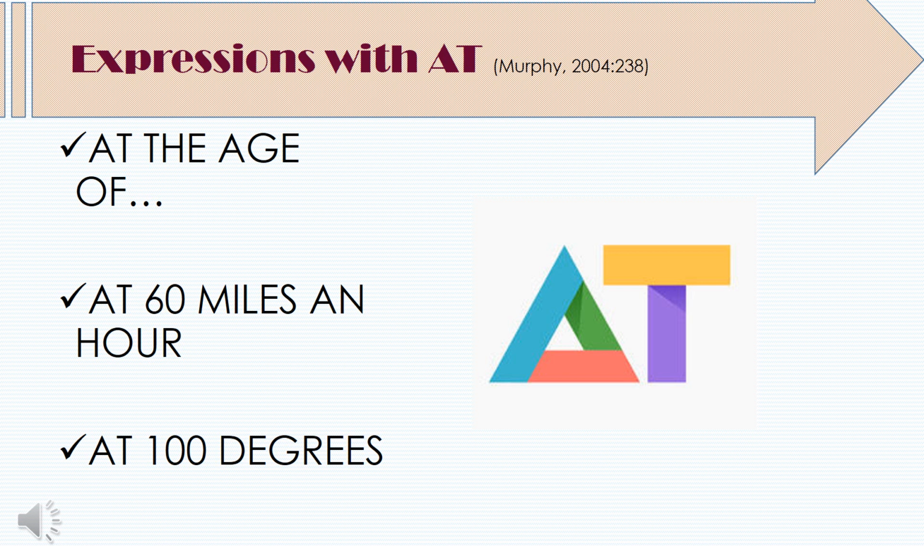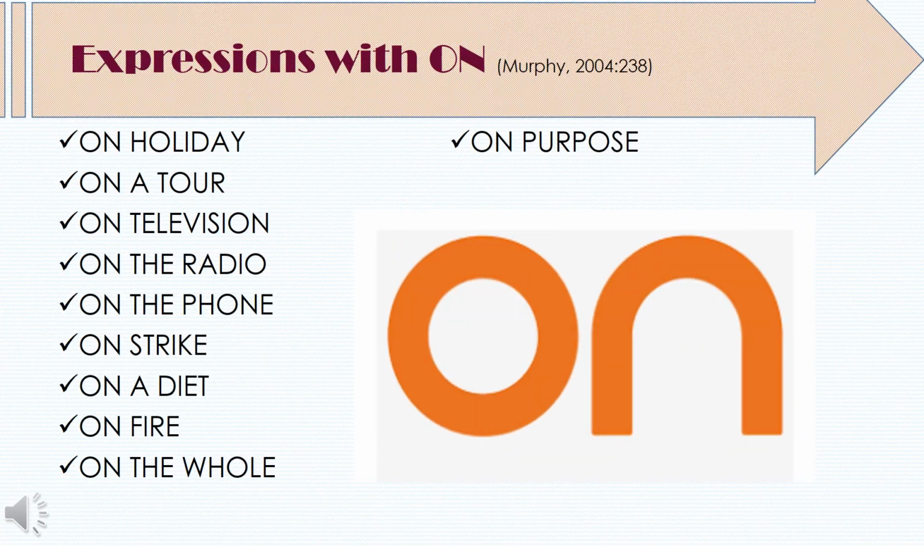Expressions using the preposition at. For example, at the age of, at 20 miles an hour, at 100 degrees. Expressions using the preposition on. For example, on holiday, on a tour, on television, on the radio, on the phone, on strike, on a diet, on fire, on the whole, on purpose.